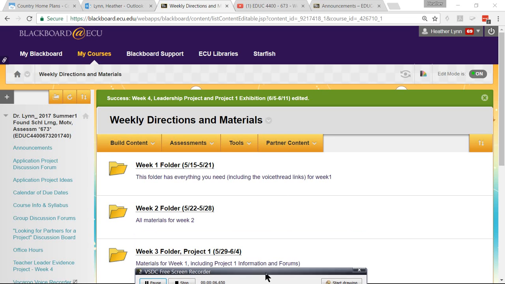Okay, so one of the major projects for this course is the Teacher Leader Evidence Project, or School Leader Evidence Project. This project is a requirement of the North Carolina Department of Public Instruction for teacher licensure candidates to demonstrate leadership. And so we've designed this as a common assignment across every section of EDUC 440.